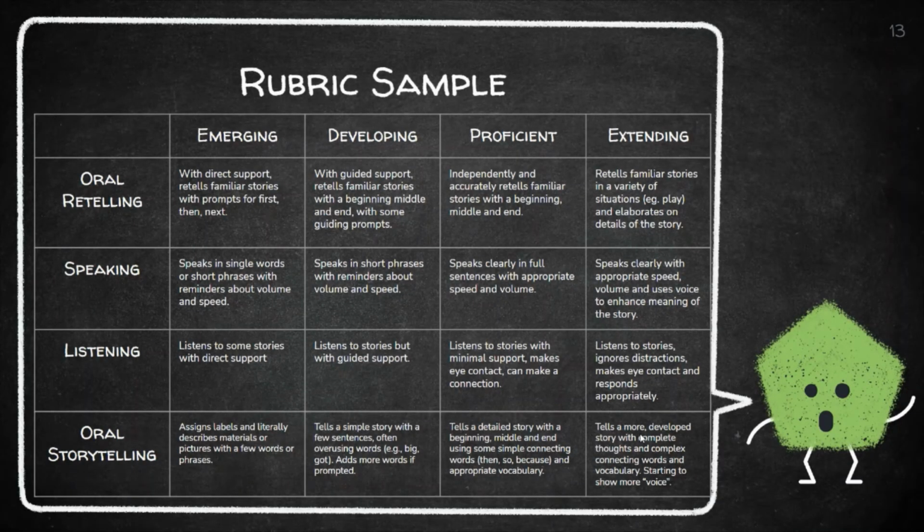Here's an example of a rubric that Tanya and I created, and it includes scales for oral retelling, speaking, listening, and oral storytelling for early primary. We used a combination of resources to build this rubric, and we'll share those with you a little later.